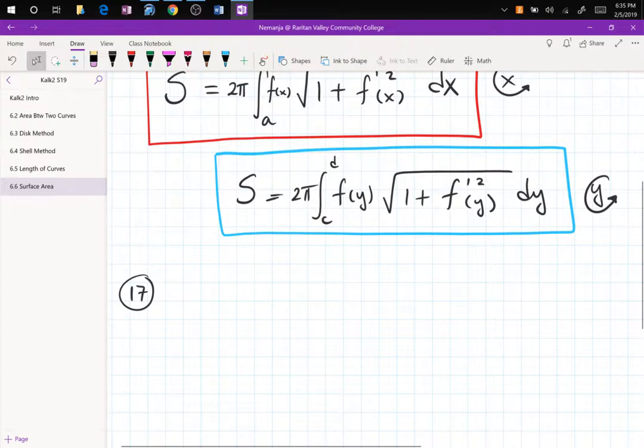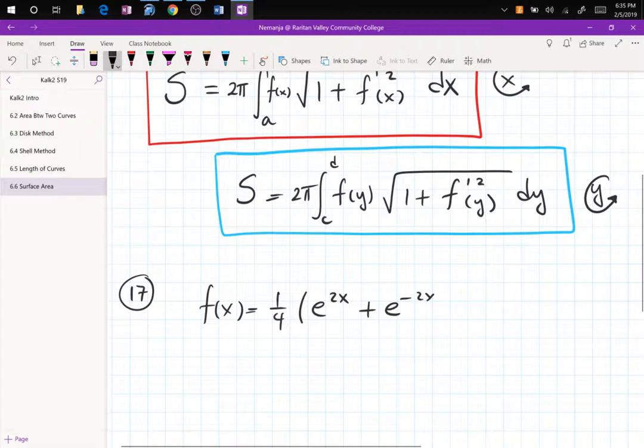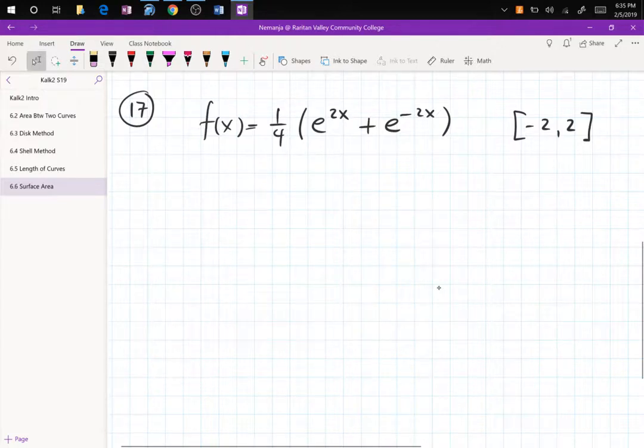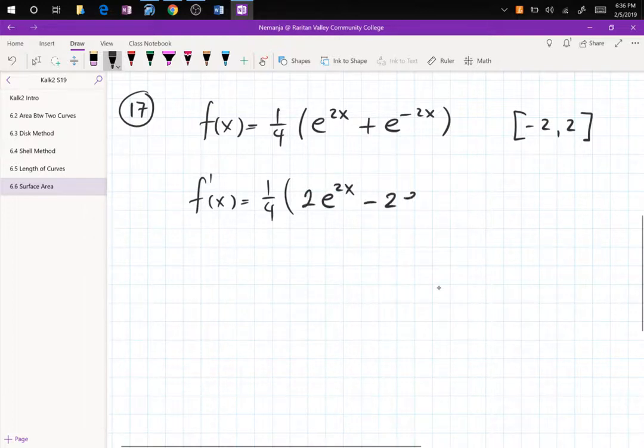So we have the function f of x, which is y, given as 1/4 (e to the 2x plus e to the negative 2x) from negative 2 to 2. We still need the derivative, so we'll take the derivative. So f prime of x is, copy 1/4, it's a constant. The derivative would be 2e to the 2x minus 2e to the negative 2x.